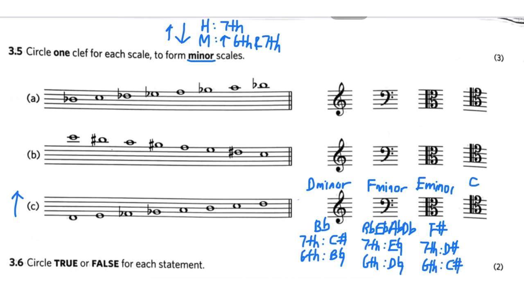And lastly, the tenor clef, it will be a C minor. The key signatures are B flat, E flat, and A flat. The 7th note is B natural, and the 6th note is A natural.